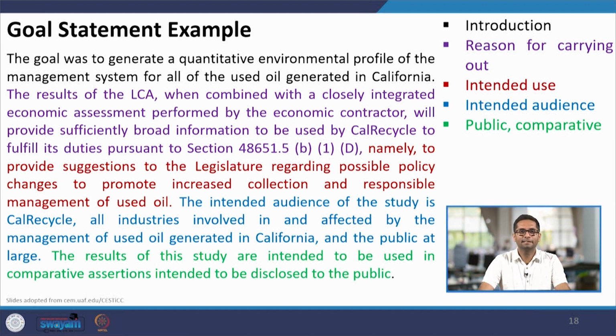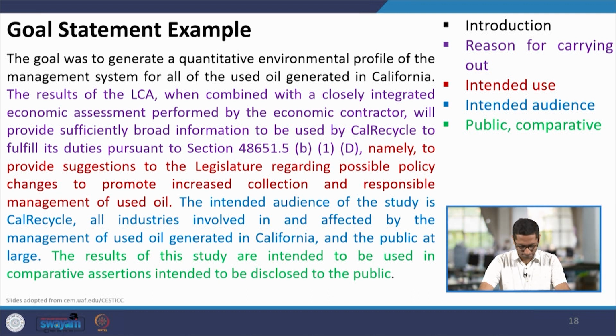The results, they say, in the study are intended to be used for comparative assertions, which means they would also want to compare them with the earlier studies or similar pathways that have been suggested, and it is intended to be disclosed to the public at large. So the results are not something that are confidential, that need not be going out. They are available to the public so that the public can try to understand the methodologies adopted and can make their own decisions.